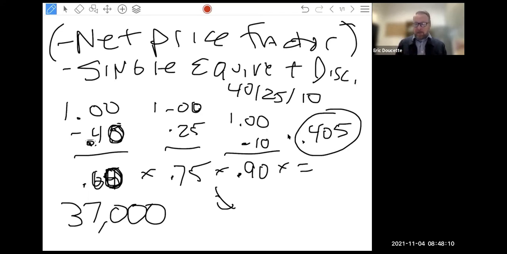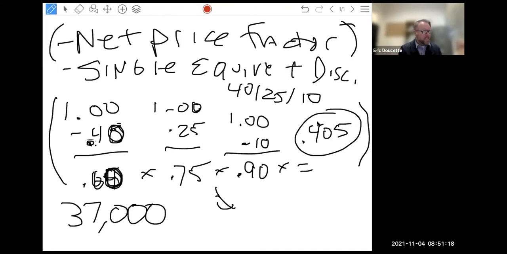So I already figured out the net price factor, which is right here, by the way. So we just figured out what the net price factor was, which was to take the equivalent of all of the trade discounts, 40, 25, and 10, and we came up with 0.405. That is the net price factor. And why that's the net price factor is if I multiply my list price, which in this case was $37,000 from Crystal Gallery, they got a trade discount of 40, 25, 10.